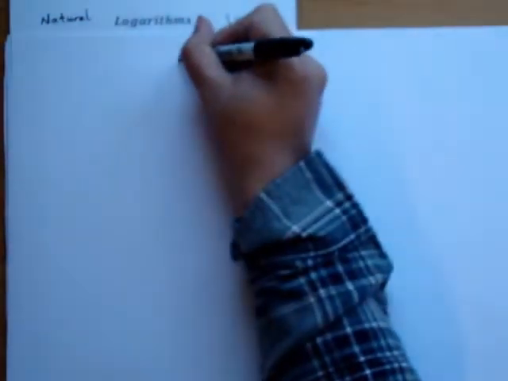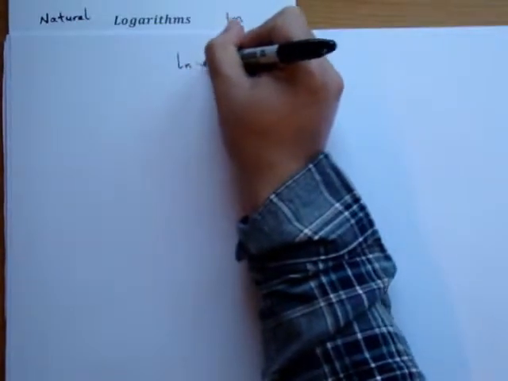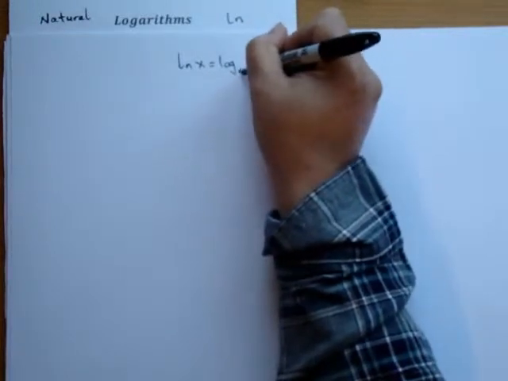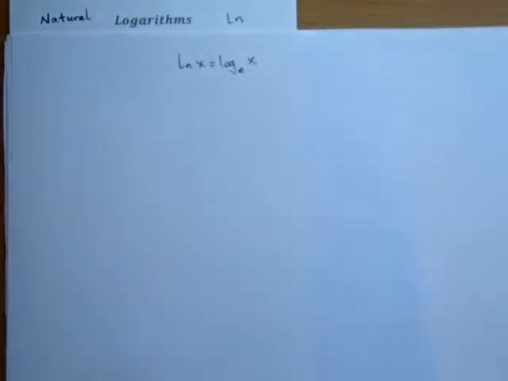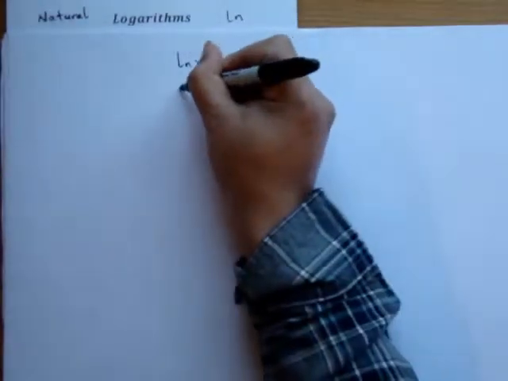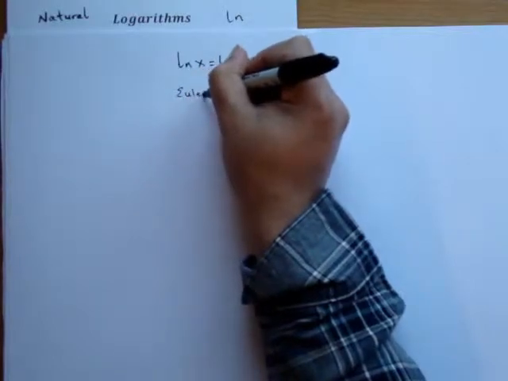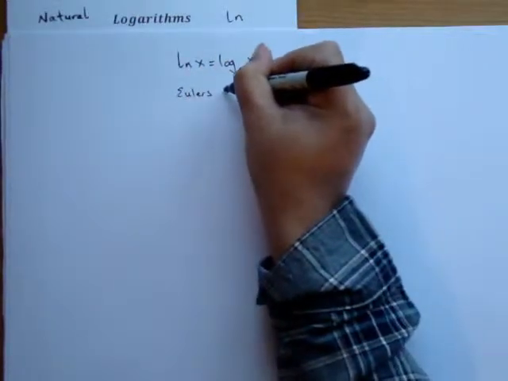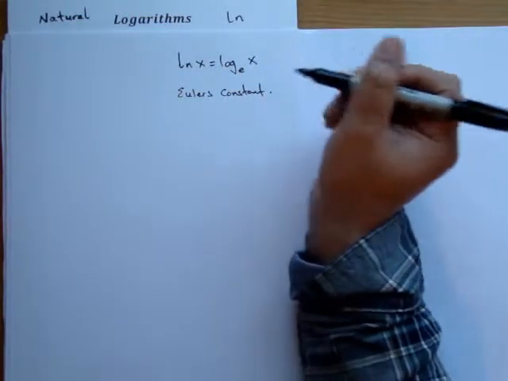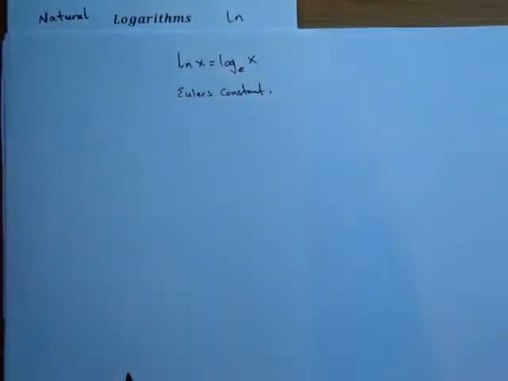When we talk about natural logs, we say that the natural log of x is log to the base e of x. So what is this e? E is Euler's constant, and where does this number come from? Why is it so special?